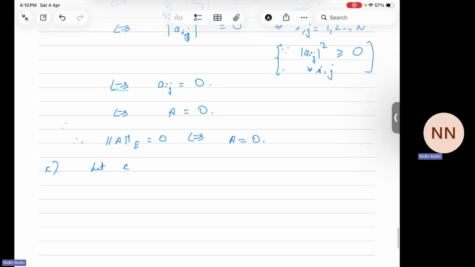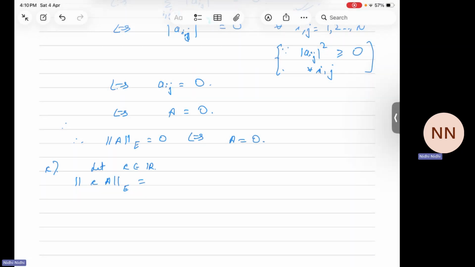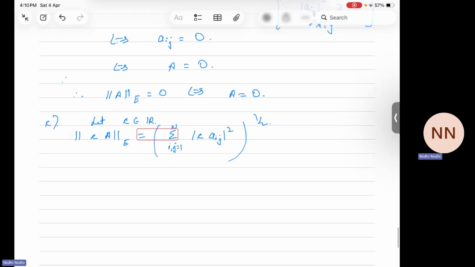So let C be any real number. What will be the norm of CA? Firstly, what will be the matrix CA? The CA matrix will be just the multiplication of all the terms with C. So that will be the summation over i, j from 1 to n of (C a_ij) squared, to the power 1 by 2. Now this C square can be taken outside.